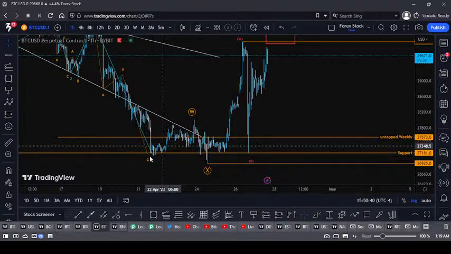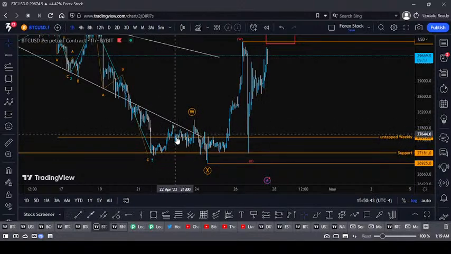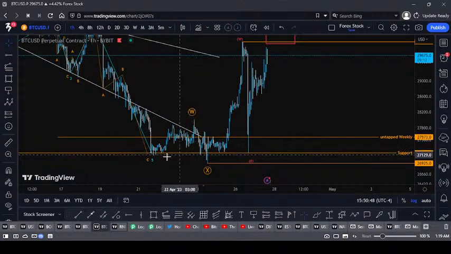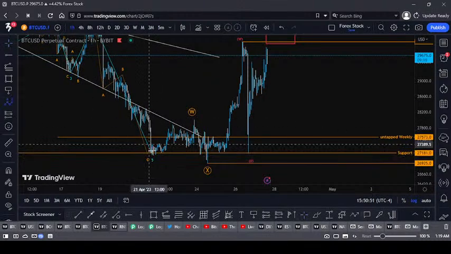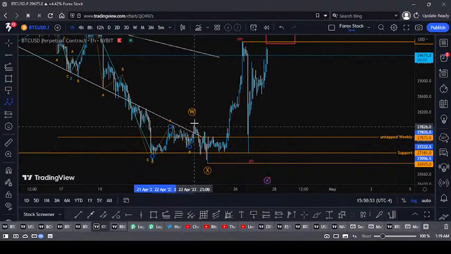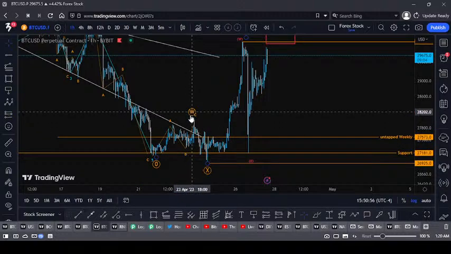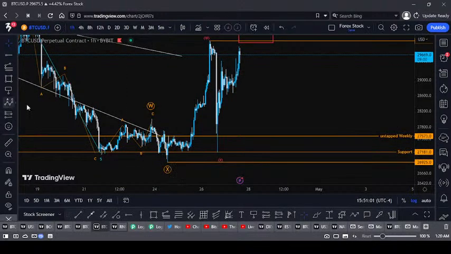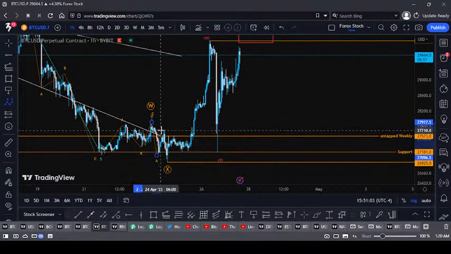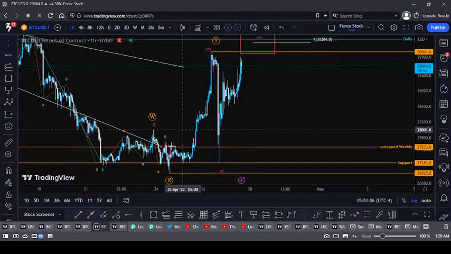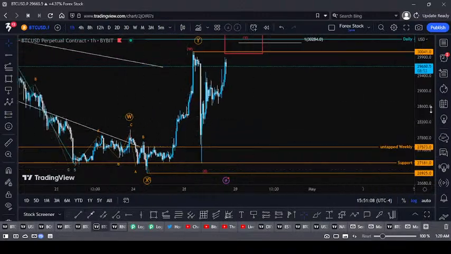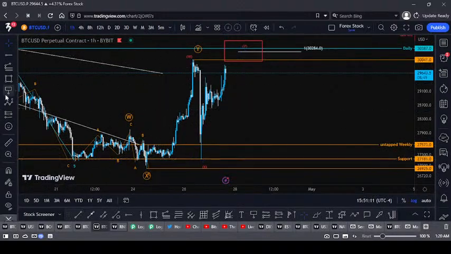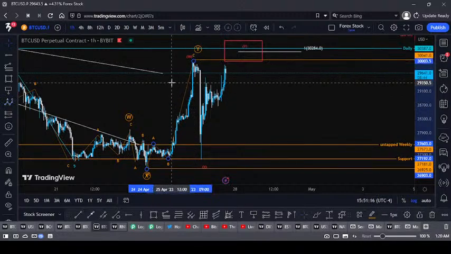So now you can see that it consists of ABC, ABC, ABC. So we can give you the ballpark figure, this ABC for the wave W, and then you can see ABC to the downside. Like, yeah, a three-wave structure, and we see the same three-wave structure for the wave Y. You see like this. Okay.